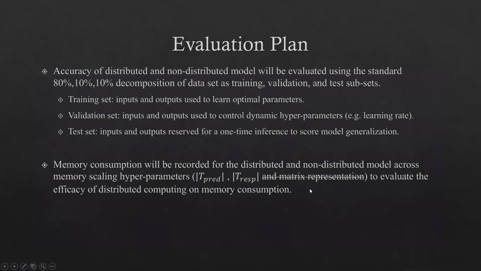And then the evaluation plan is the same, using the train, development and test sets to validate the model, or at least get an idea of how it's performing and how it's generalizing. And then also look at the memory consumption while scaling up the number of processes. It's the same, except I'm not considering a matrix representation anymore because it's way too much data to represent in a matrix. So that's the way I've changed my evaluation plan.